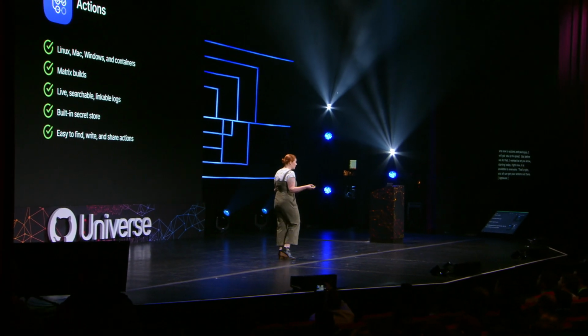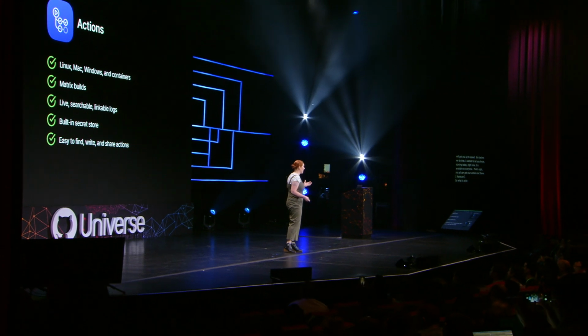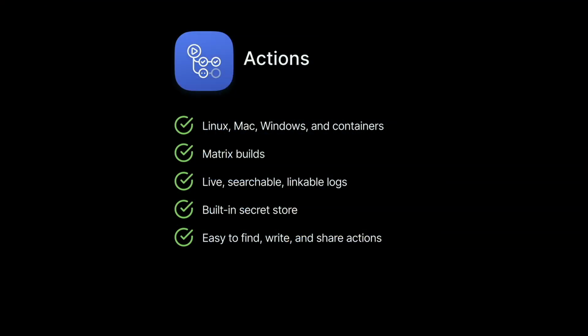So what does Actions do for you? Well, you can do matrix builds. That means you can do different operating systems, Linux, Macs, Windows, with different versions of your code in one click. Well, if you set it up that way. Obviously, I can't, but my team can. Live searchable logs, so you can see where you have those breaks in your build systems. And my favorite's the built-in secret store. It's always a pain to try and get those secrets in when you're trying to push your code out to production. But now having it all in one place, it just makes it so much easier.